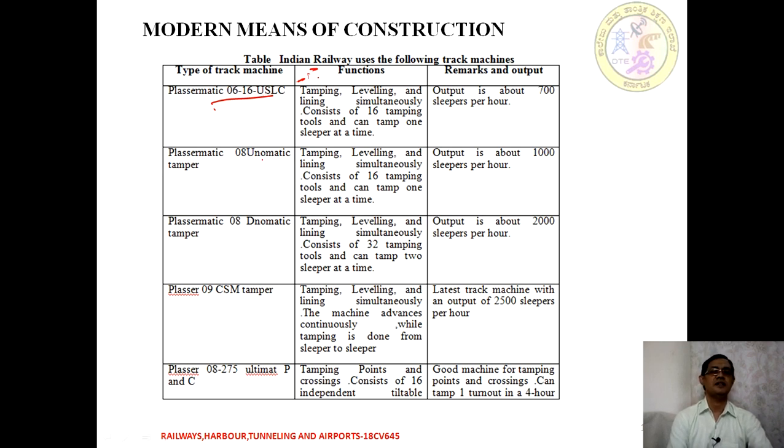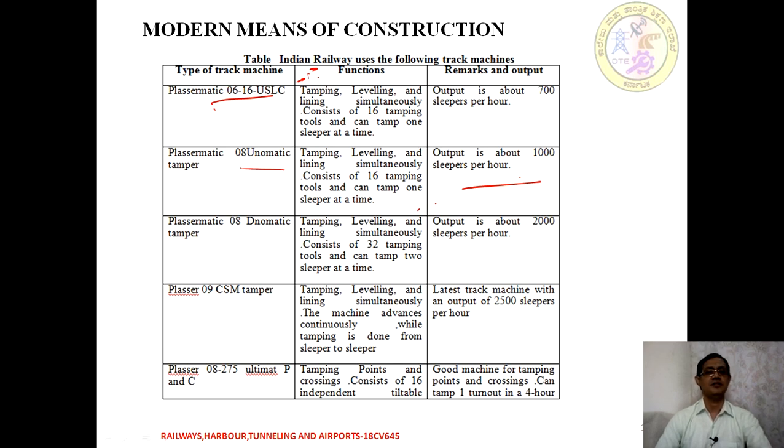Similarly, the Plasmatic 08 pneumatic tamper, its function is once again similar to the predecessor. So its output rate is going to be 1000 sleepers per hour capacity. So that is with respect to tamping.